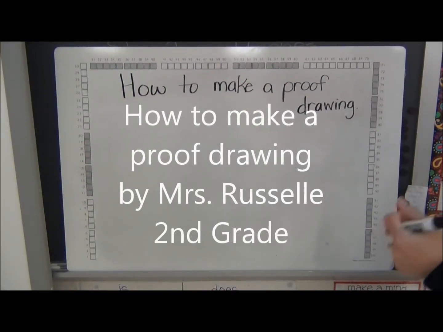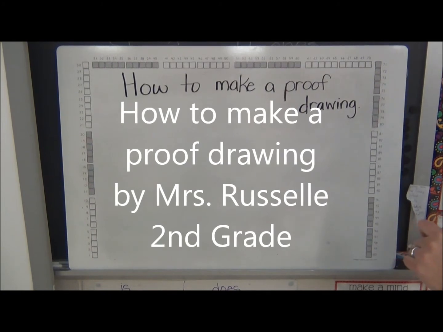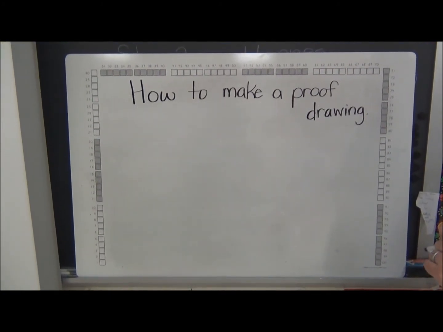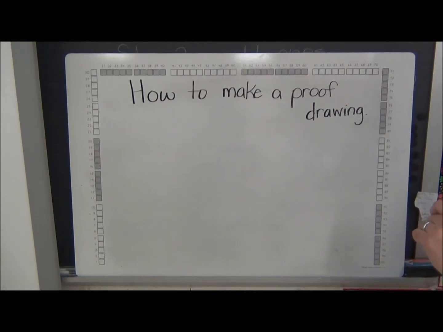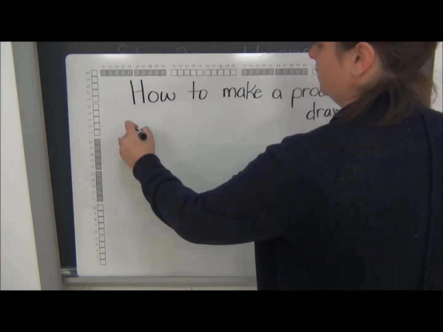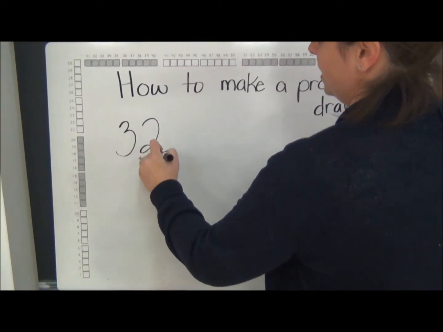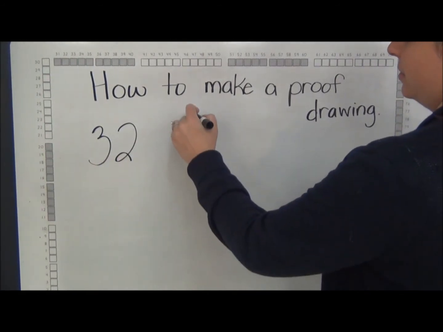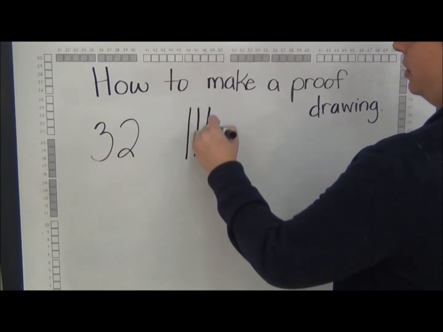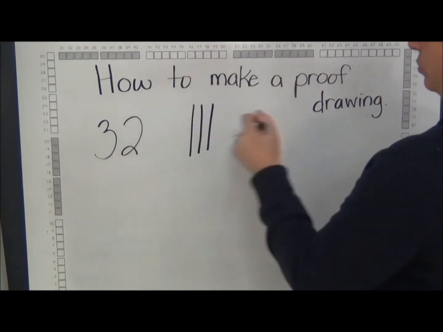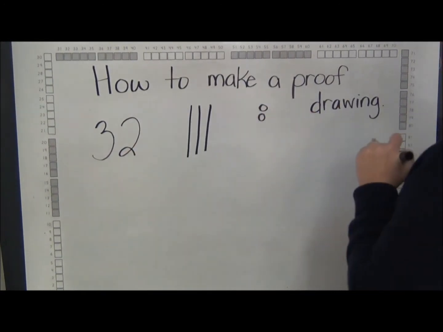So for second grade double-digit addition, we always have a couple of steps that we need to do in order to solve the problem. This one is called a proof drawing. What the students do is, if you give them a number, for example 32, the students know that there are 3 10s, so they draw 3, and these are called 10 sticks. So they draw 3 10 sticks and 2 1s, and 1s are just circles.